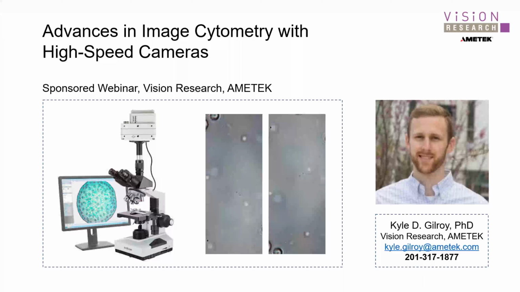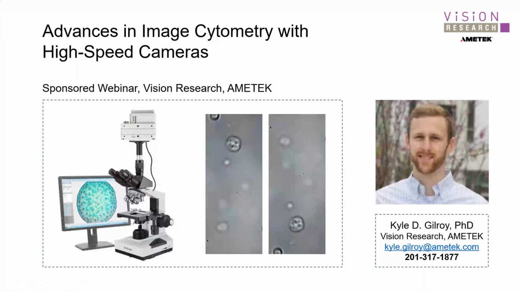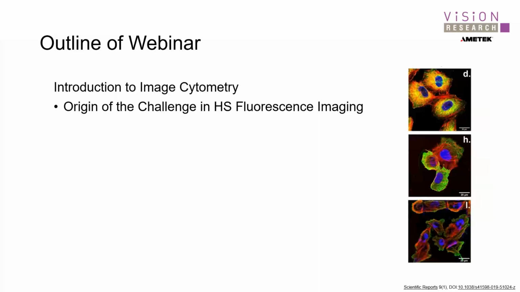Welcome, everybody, to our webinar on advances in image cytometry with high-speed cameras. What we're basically going to talk about today is a really basic introduction to what is image cytometry, and talk about some of the challenges in the imaging that's done here, especially in fluorescence imaging. It's going to naturally turn into a conversation about a trade-off of signal-to-noise ratio and motion artifacts.